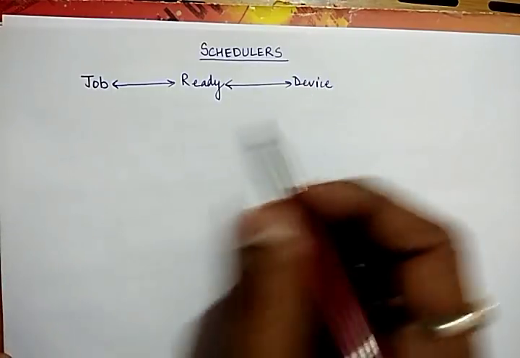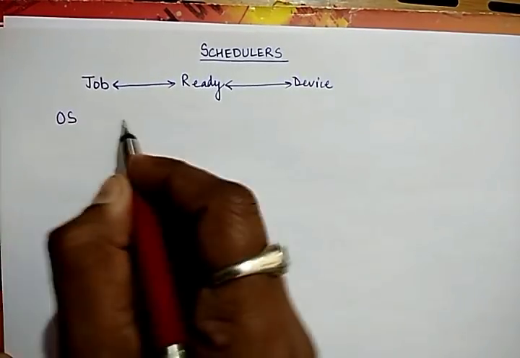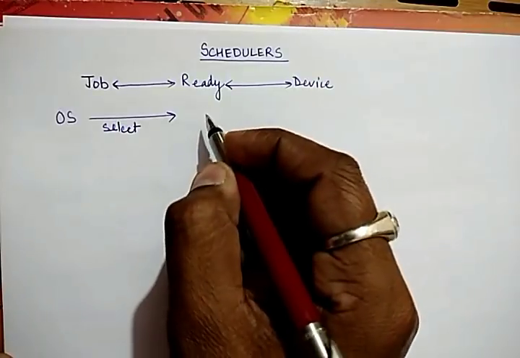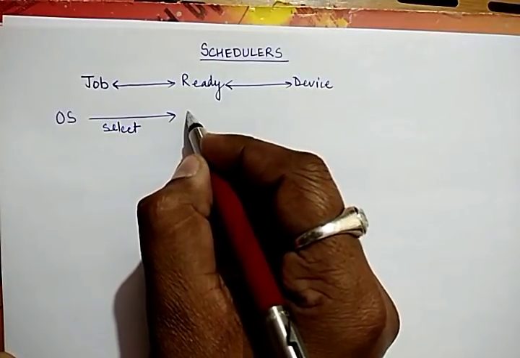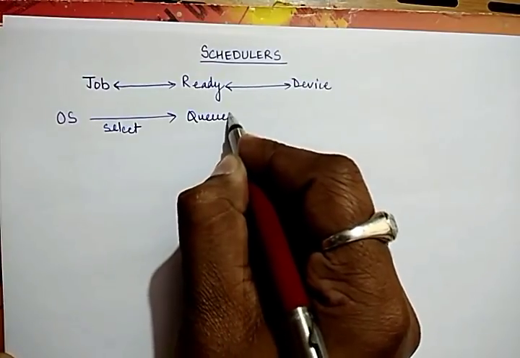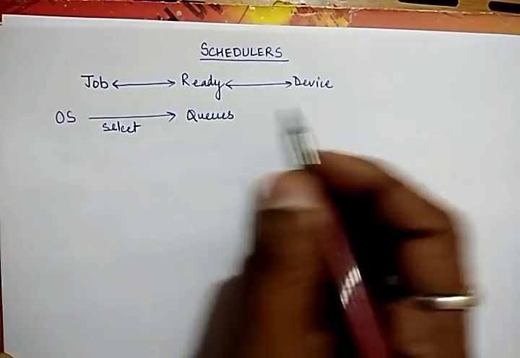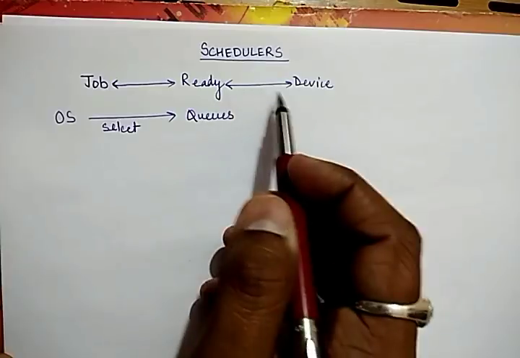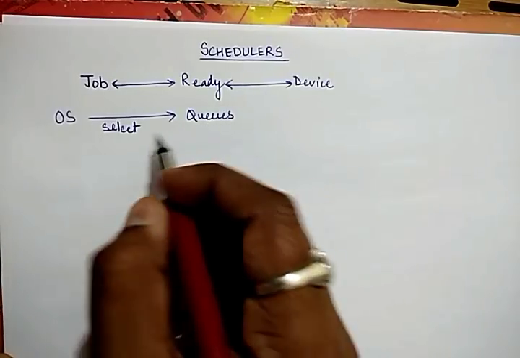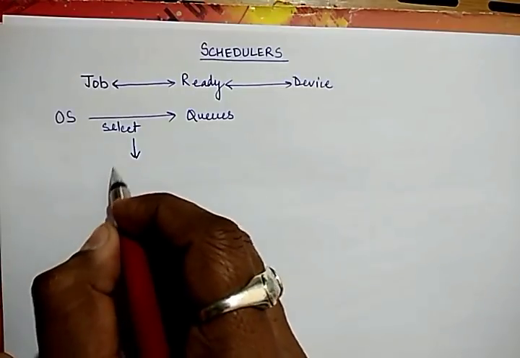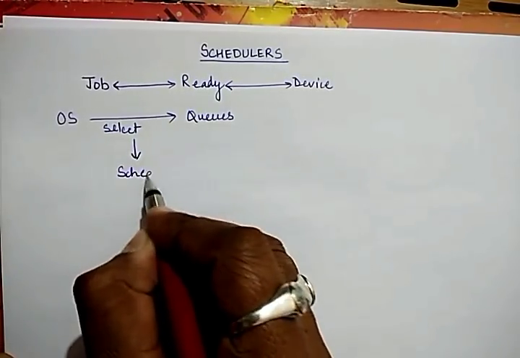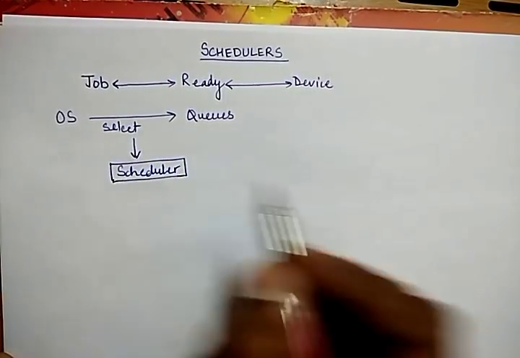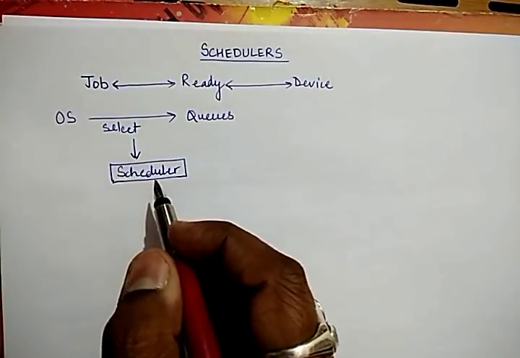So in such a case the operating system has to select these processes from the queues for scheduling purposes. The operating system has the responsibility of selecting the processes from these queues for scheduling, and this selection procedure is carried out by the scheduler.